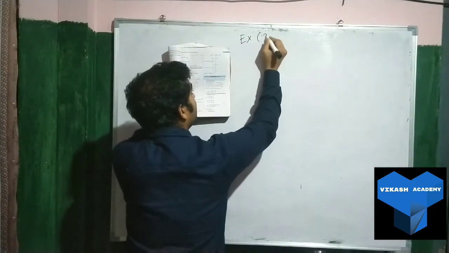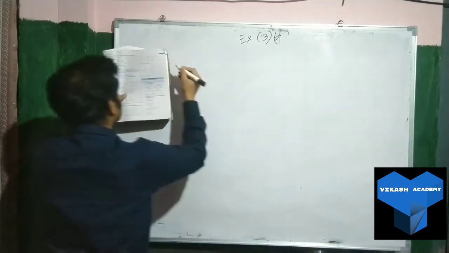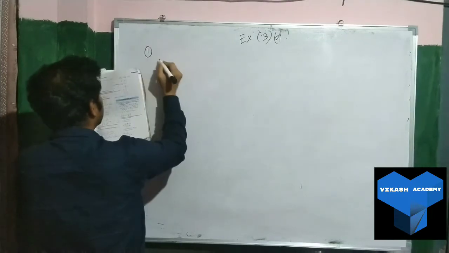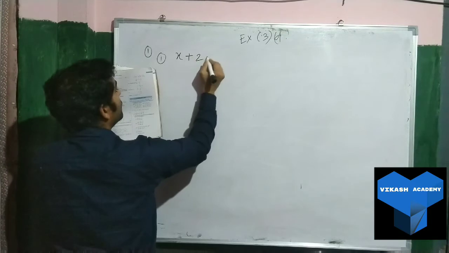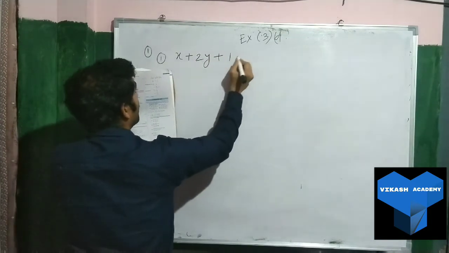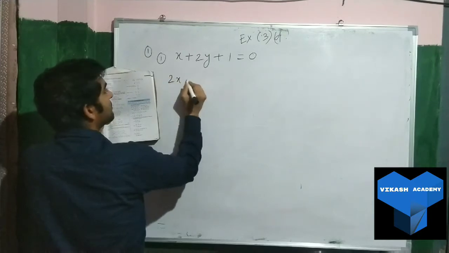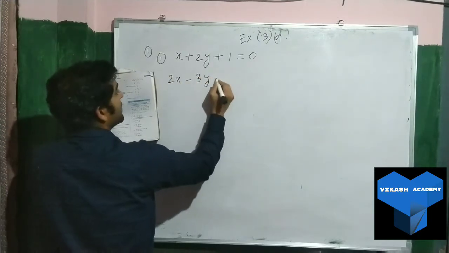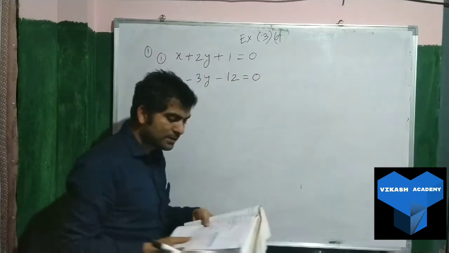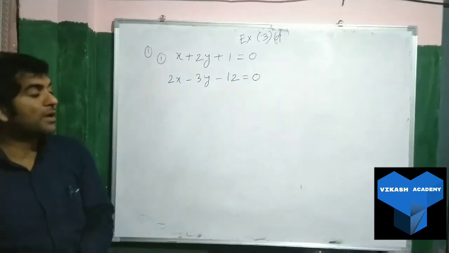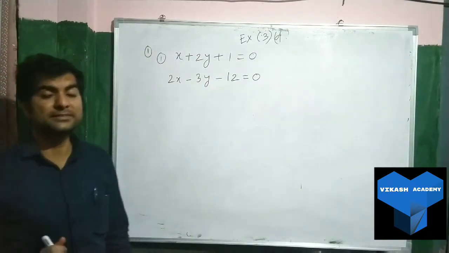Exercise 3D, question number 1, subdivision 1. x + 2y + 1 = 0. Next, 2x - 3y - 12 = 0. So we got these two equations. What do we have to do? We have to find the value of x and y.